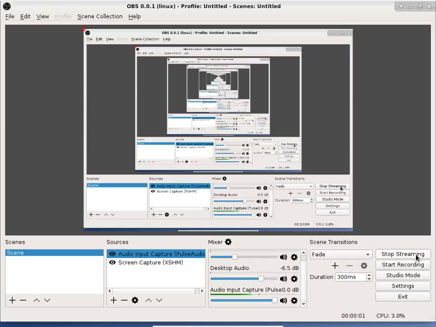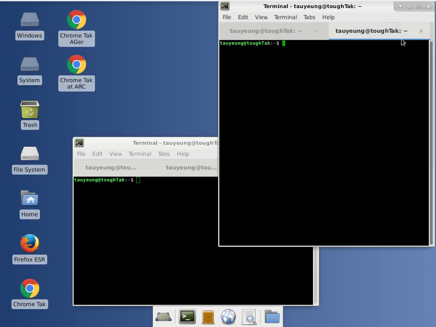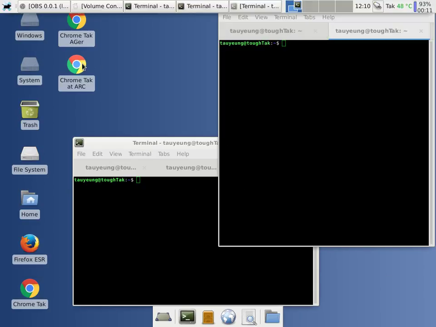Typical of me to set up everything and then forget to click start streaming. So everything is ready to go, except I didn't say go. So now we got it, yes.